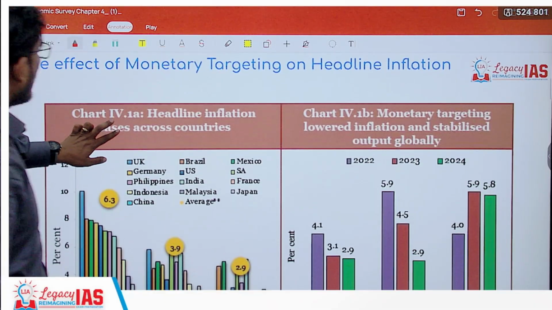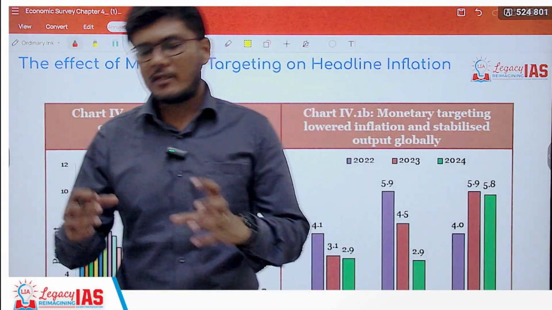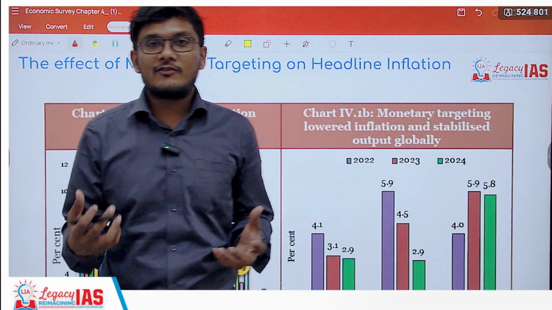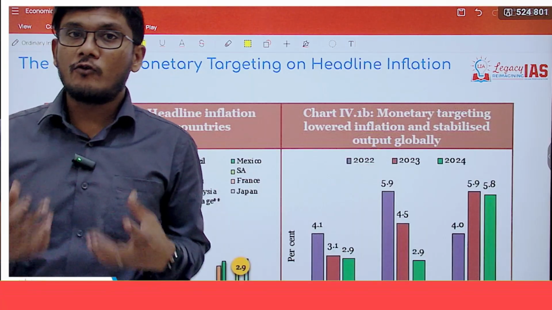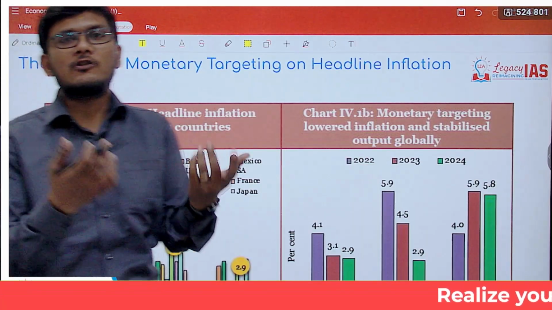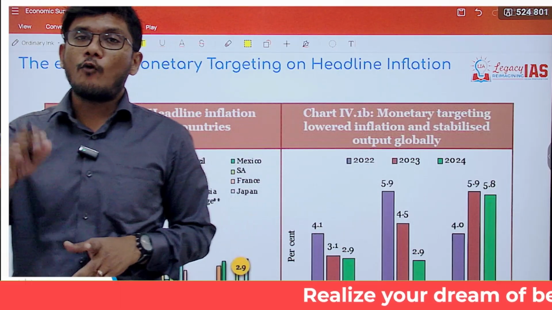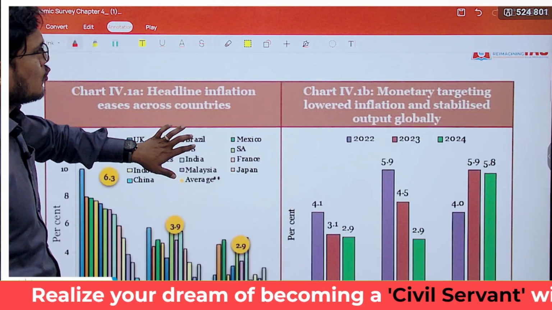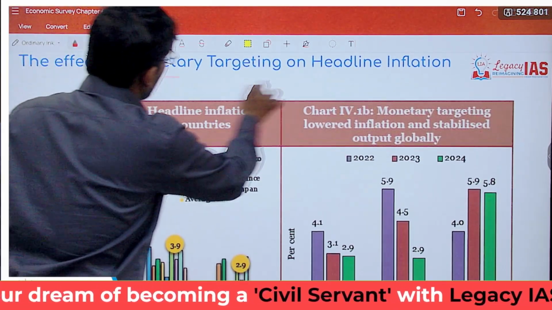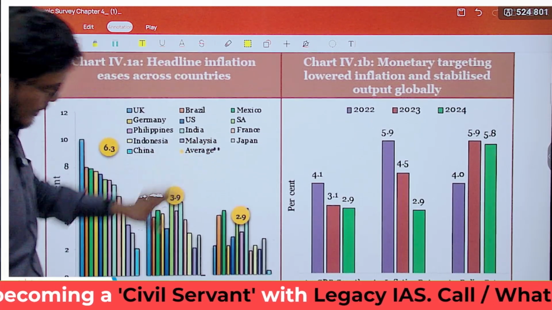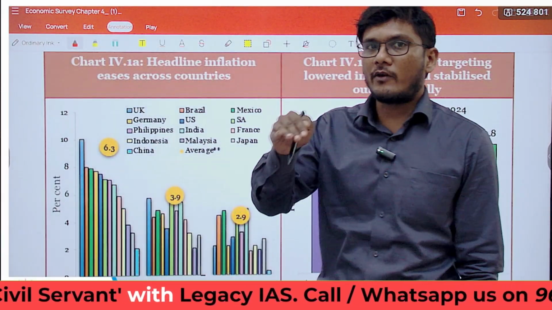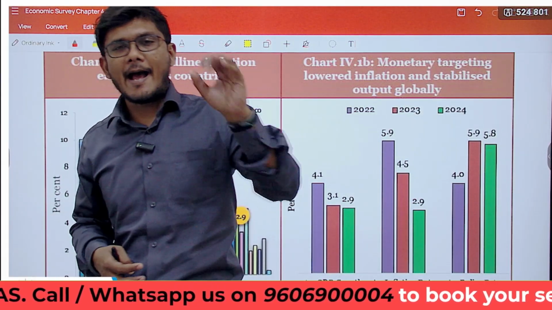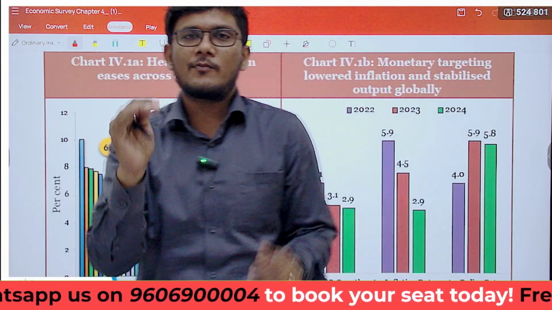If you talk about inflation, it can be controlled with the help of monetary policy. The monetary policy committee comes up with different policy rates in order to control inflation. Of course, they also have to take into account growth, but inflation targeting is there in India, wherein we target 4 plus minus 2% of inflation. In this graph, you can see the effect of monetary targeting on headline inflation. We'll see how the interest rates have probably been one of the reasons.